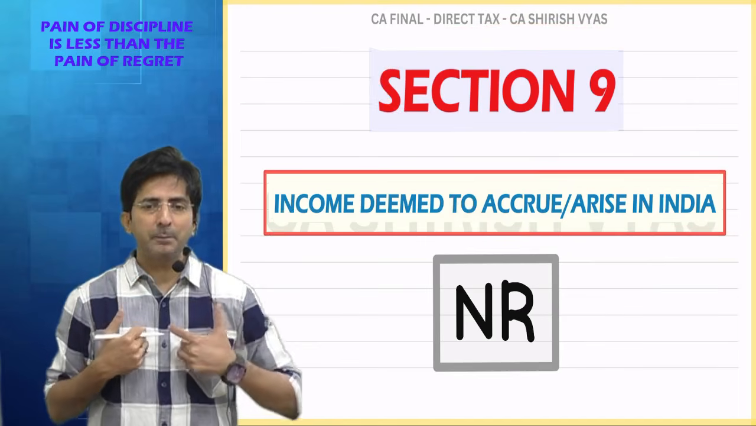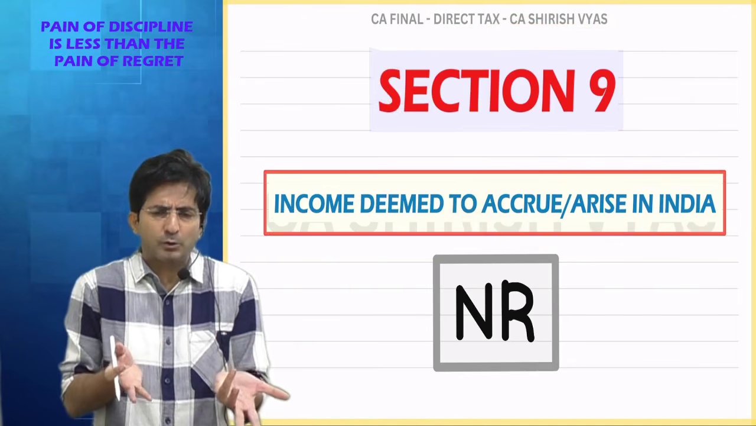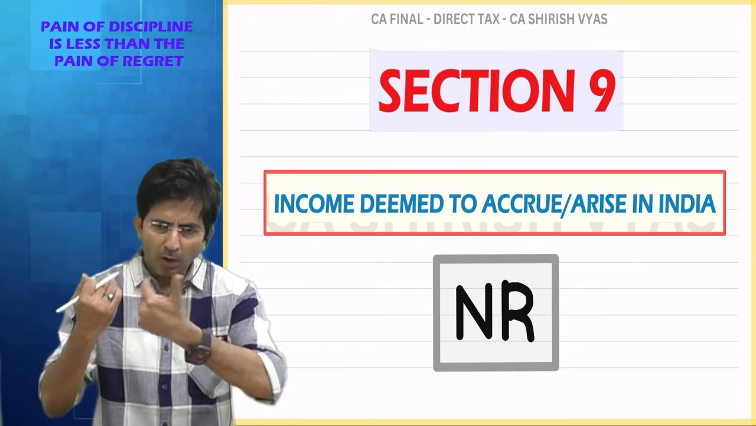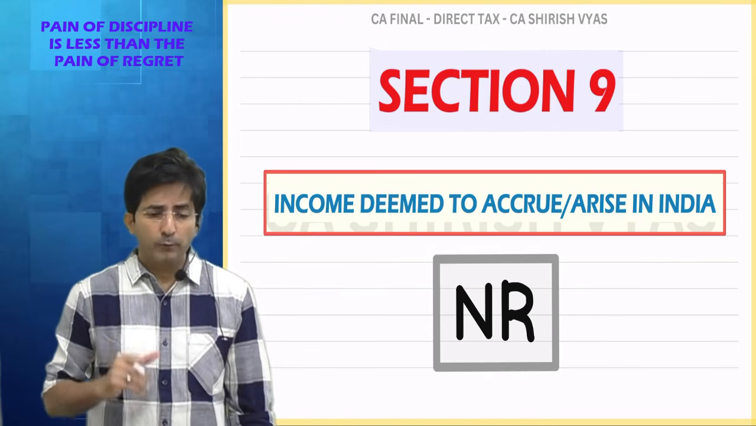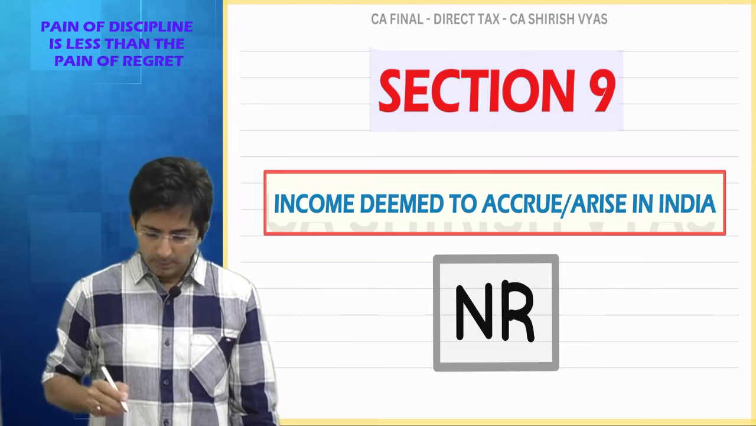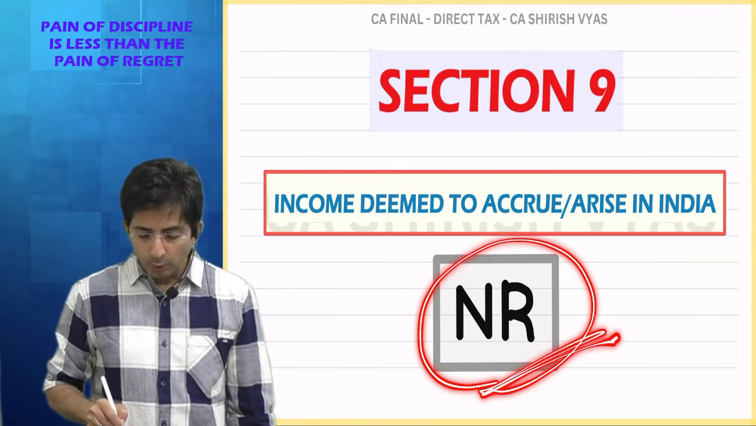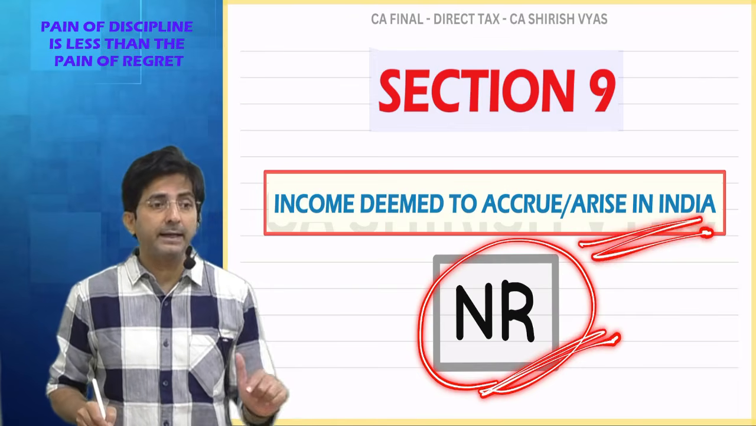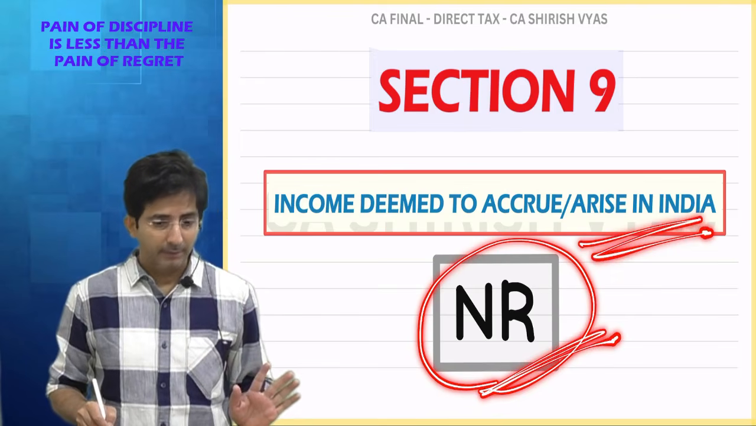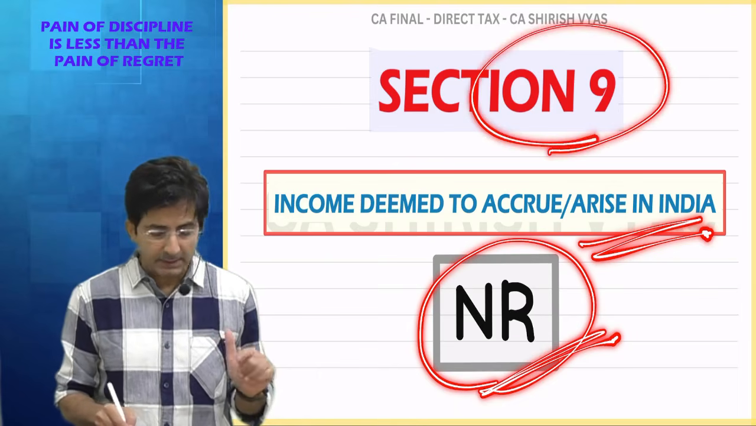See, for resident people, what difference does it make? Wherever the income accrues, we have to pay tax on world income to the government. So for resident people, it doesn't matter where the income accrues. But for NR, it does matter. Because only if the income accrues in India, NR will be taxed in India. And when it is said that income has accrued in India, it is explained in section 9.